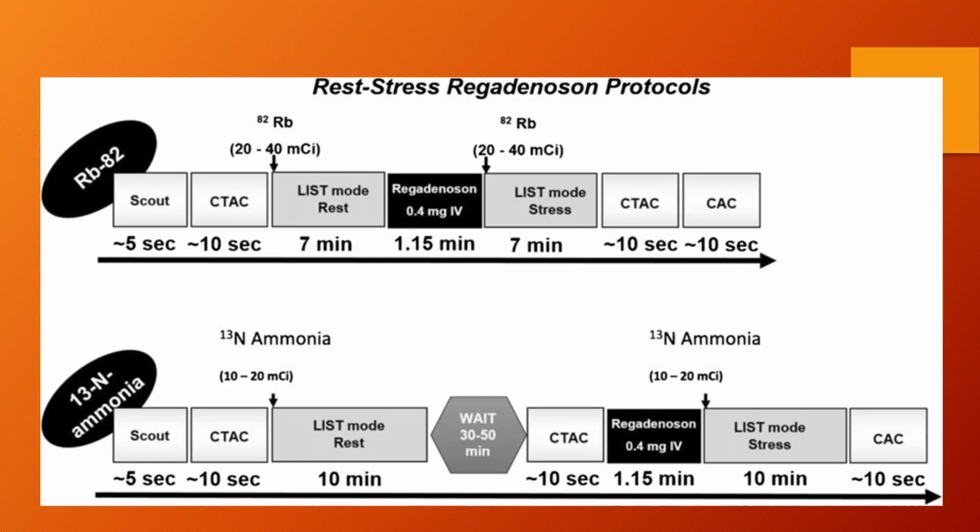This slide is showing you the workflow for rubidium versus ammonia. So you will see in the ammonia one down here at the bottom, the patient will get the SCOUT and the CT for attenuation correction. The resting scan is slightly longer at 10 minutes. And then it also has a stop time where you wait for 30 to 50 minutes between. And that's to allow the ammonia, the nitrogen to decay before you give the second dose. And so this scan actually takes a lot longer, about an hour or so longer, typically, than the rubidium study.